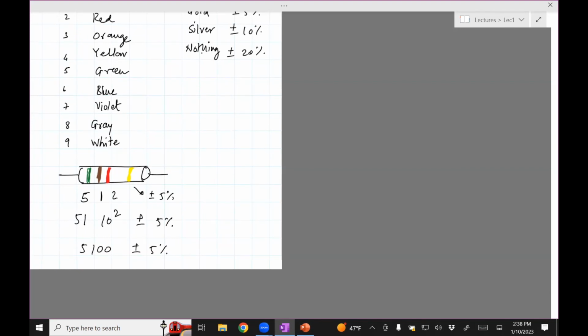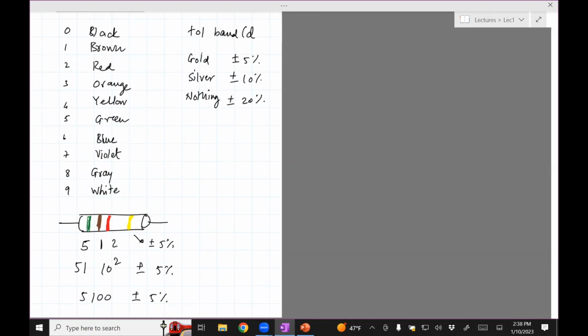There are ways to remember this. If you go to Wikipedia, you can find mnemonics to remember this. But really, nobody remembers this. You just either use a multimeter or look at a sheet which gives you the values for different colors, and you can read the resistance.